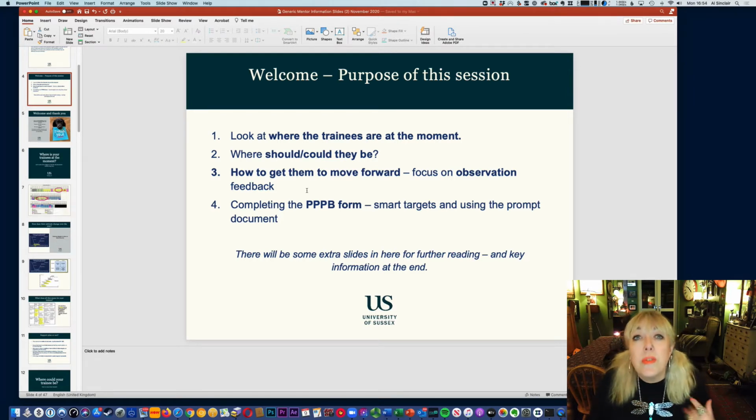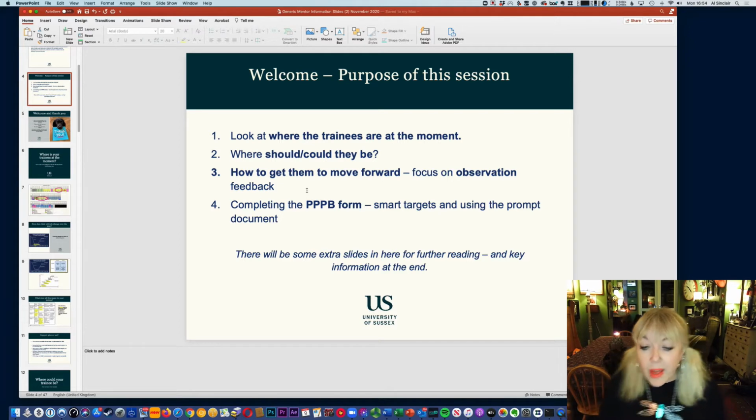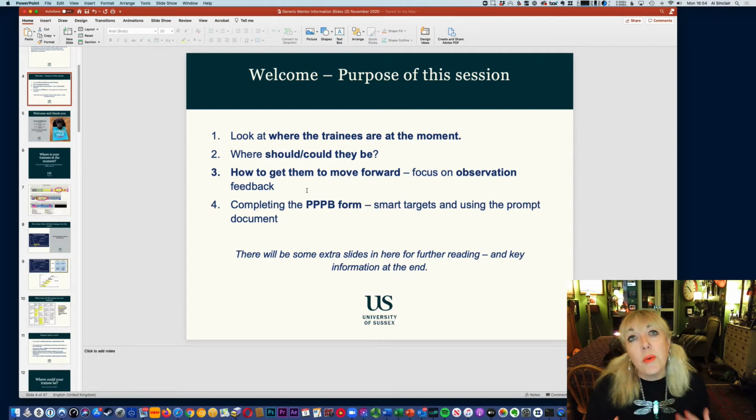The entire role of a mentor is to move the trainees from where they are to the next stage of their development. Induction is done. You've got them beautifully settled into school. We've had very little issues with people settling into school, so massive thank you for that. But the next bit is, where do we take them from now? And observation and feedback in our mentor meetings is one of the main ways that we do that. So I'll focus on that in the third part. And then the fourth part is obviously to do with the PPPB form, which is due in December.